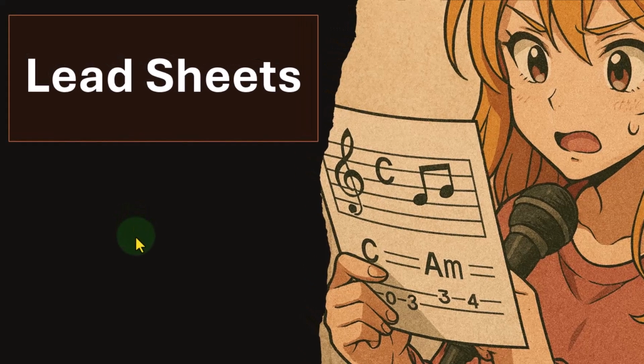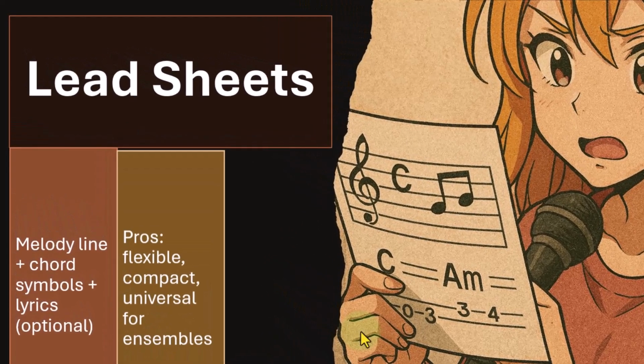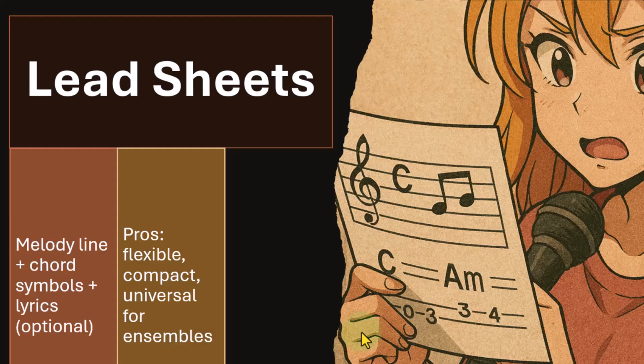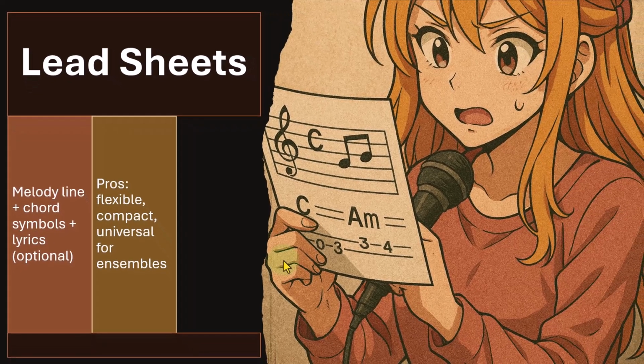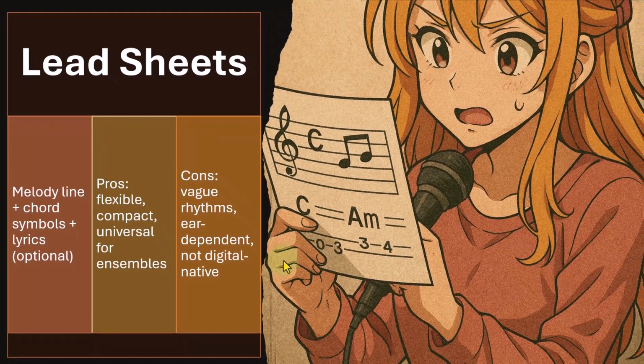So lead sheets. Lead sheets are a melody line plus chord symbols. Lyrics are optional. This is an attempt to get everything in one place. The pros: flexible, compact, universal for ensembles. The cons: vague rhythms, ear dependent, not digital native.